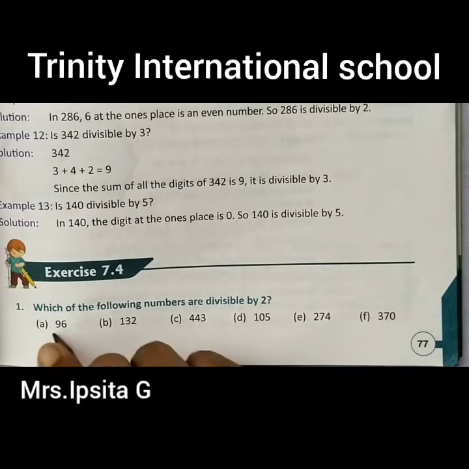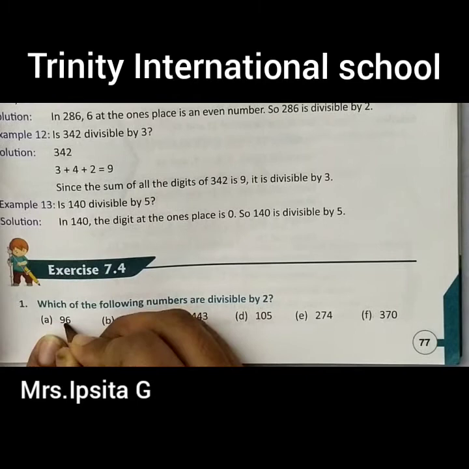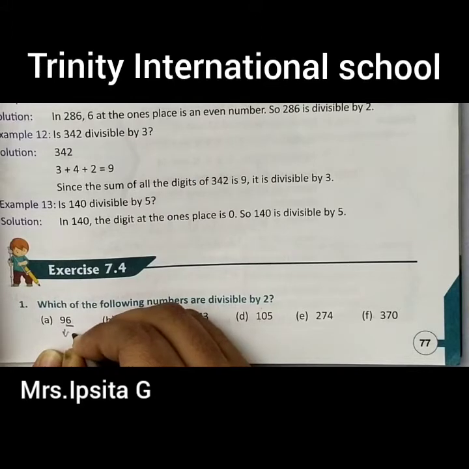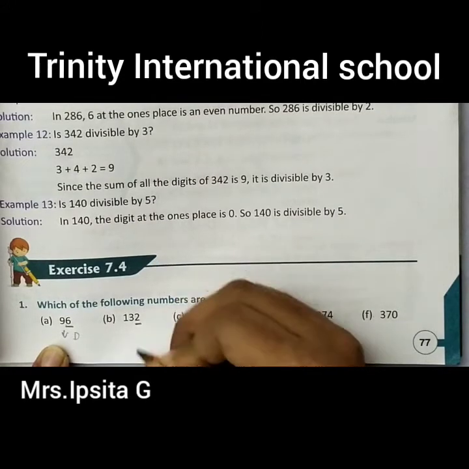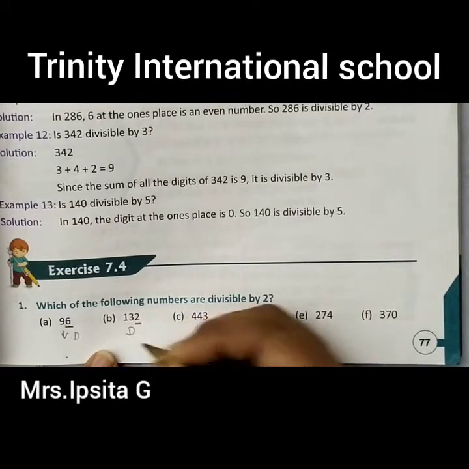So you have to see the numbers and say whether the given numbers are divisible by 2 or not. As you know, in divisibility by 2 our rule was that we have to see the unit place. If there is an even number at the unit place, then that number is going to be divisible by 2. So let us now see. Here you see there is 6 at the unit place, so it is an even number. So 96 is divisible by 2. Okay, now see here this number. Here you find 2 at one's place. So again this is divisible by 2.